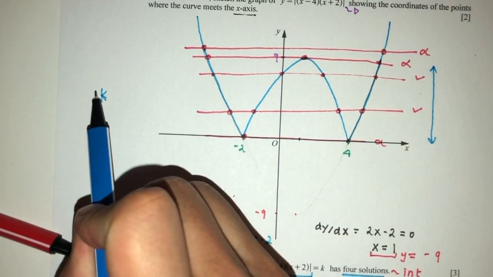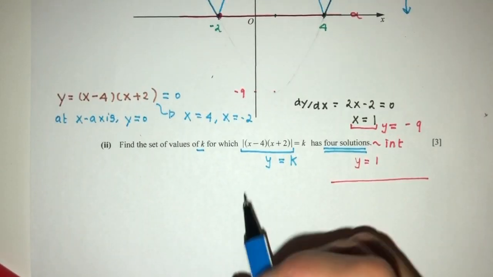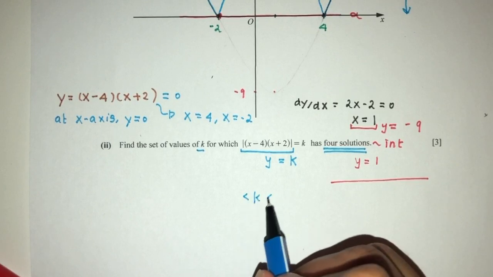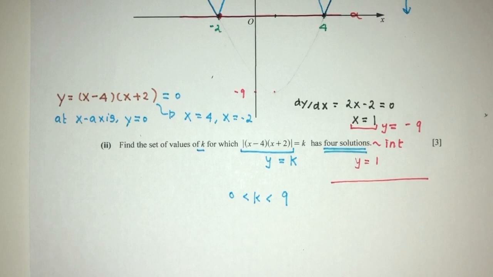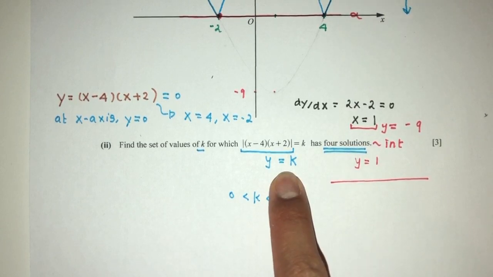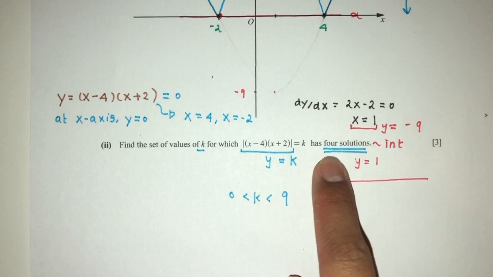So according to the graph, that will be this as my answer. So k has to be between 0 and 9. I hope that makes sense. The main idea is that you have to know first what solution you are trying to solve. Basically here we see that it is a horizontal line, right? Now we have to see where it has 4 solutions.